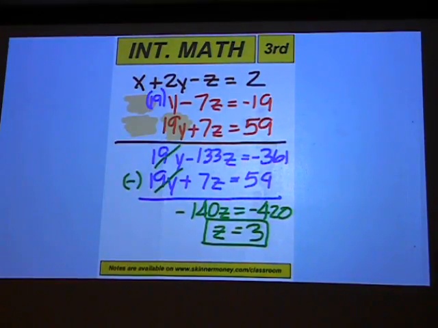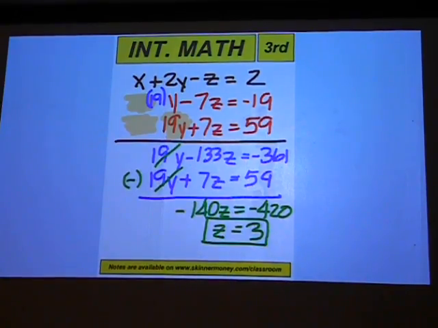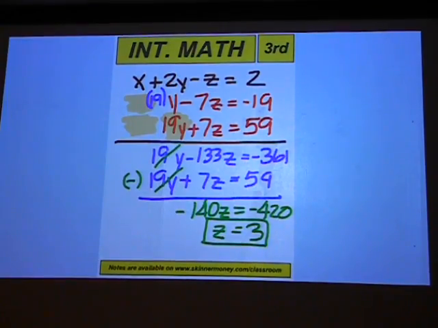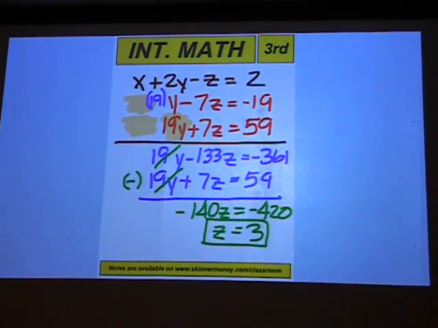So the least common multiple between 1 and 19 is 19. We multiply the middle equation by 19. When we do that, we have a pair of 19's. We subtract, and we're left with negative 140z equals negative 420. Divide to get z equals 3.